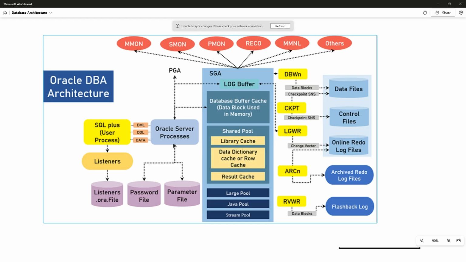Okay, if it is dedicated. There are two types: dedicated and shared server process. If it is dedicated, it will have one single server process for one single user process. If it is shared, it will have a shared server process. I will talk about the difference between shared server process and dedicated server process.